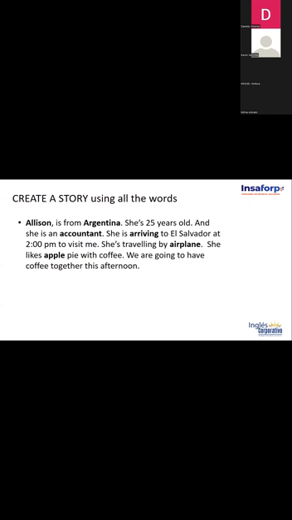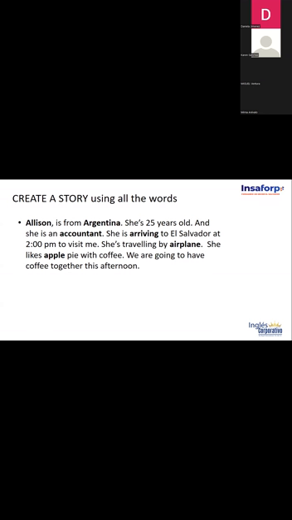Allison, Argentina, accountant, arriving, airplane, apple. So I use all the words, starting with the letter A. Allison is from Argentina. She's 25 years old and she's an accountant. She's arriving to El Salvador at 2 p.m. to visit me. She's traveling by airplane. She likes apple pie with coffee and we are going to have coffee together this afternoon.